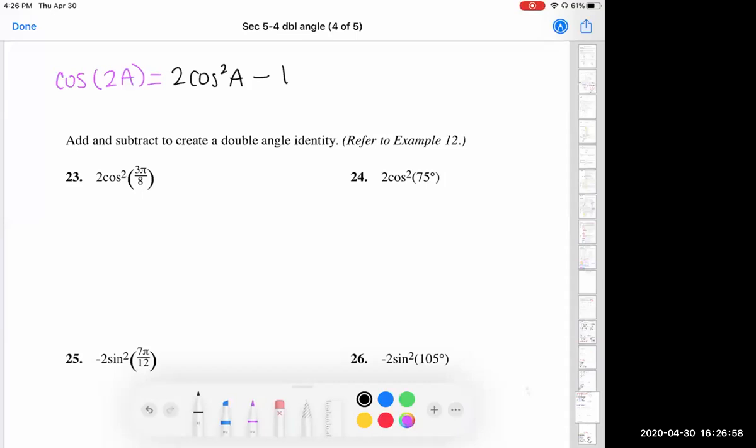And what I'm saying is it almost looks like that if we let a equal that 3 pi over 8, then it almost looks the same. I have 2 cosine squared of an a, 2 cosine squared, but that's where it stops. I need this minus 1. Do I have that minus 1? We don't. That's what we need to finish it so it can look like that. Okay, so let's include that minus 1.